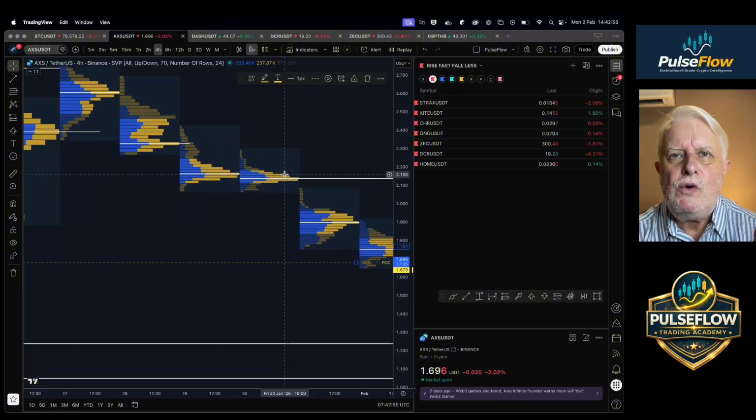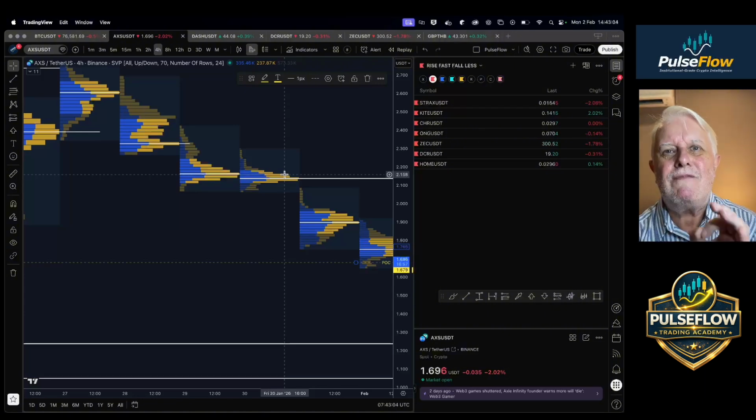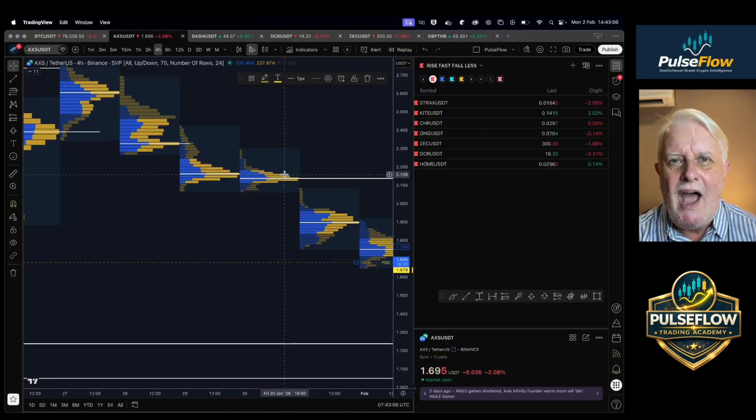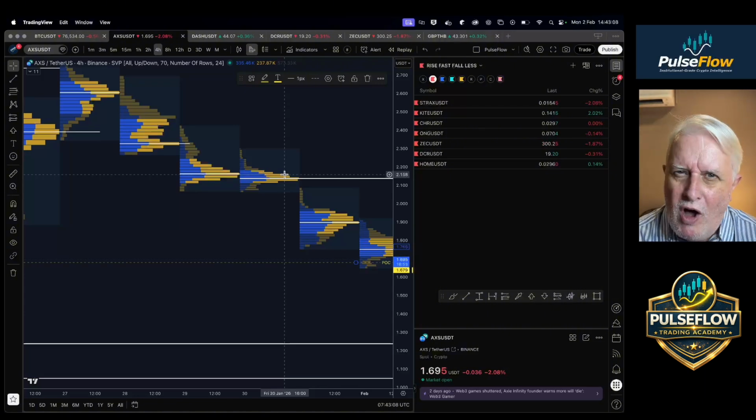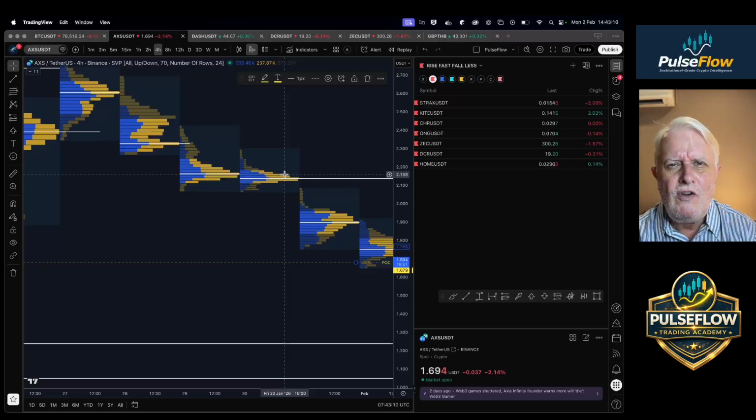They are literally like magnets for price. Allow me to repeat myself. They are literally like magnets for price. Test it out. Prove me wrong, because I'm not. I've used this for a very long time.